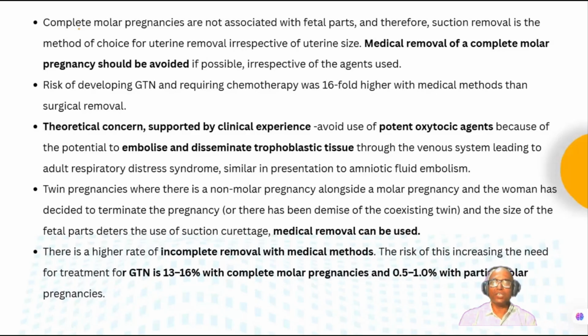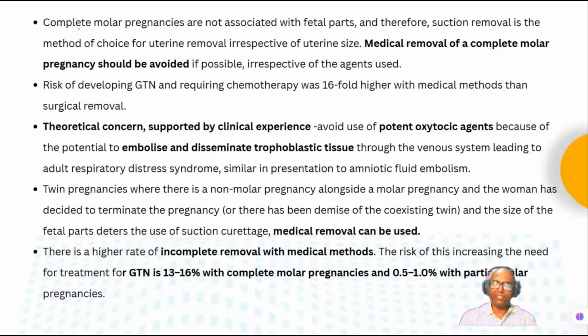So twin pregnancies where there is a non-molar pregnancy alongside a molar pregnancy, and the woman has decided to terminate pregnancy, or there has been a demise of a coexisting twin and the size of the fetal parts deters the use of suction evacuation, medical removal can be used. So the primary method is suction curettage. However, if it is a twin pregnancy where there is a non-molar pregnancy alongside a molar pregnancy, in that particular case, you may think of medical removal.